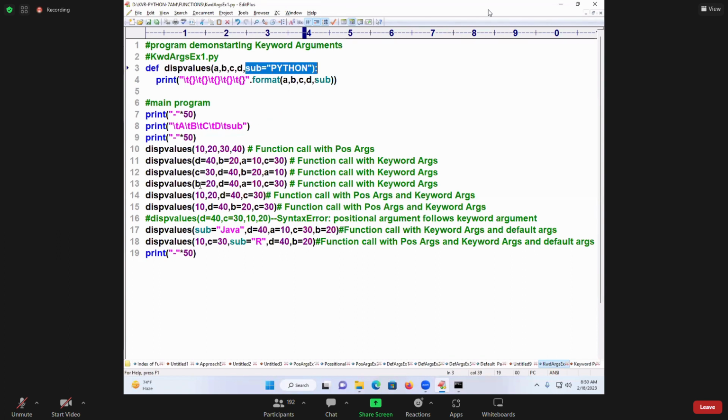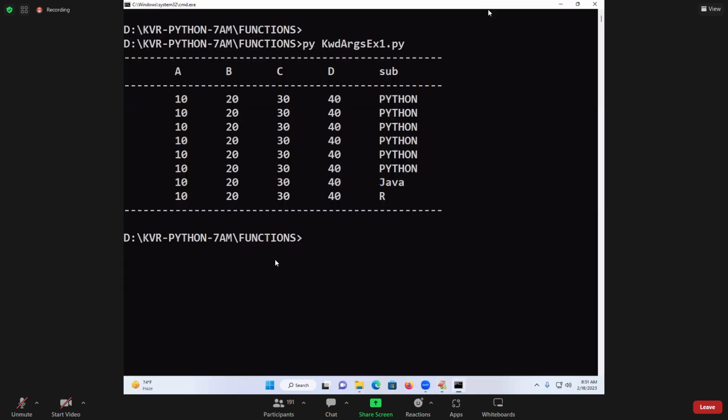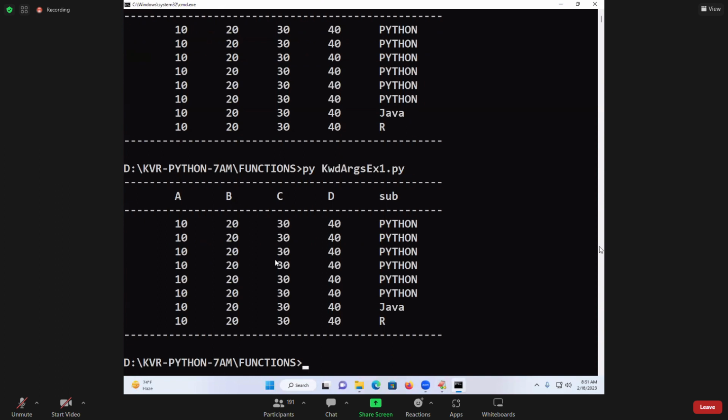What is this? B is equal to, D is equal to? Sub is equal to? D is equal to? A is equal to? Keyword default. Here what is the 10? Positional. What are these called? Everything is mixing or not? Yes. So this is the subject of it. In further lessons also you will come across this.